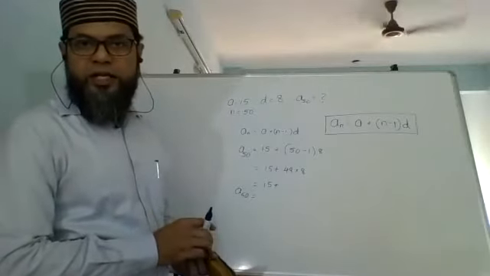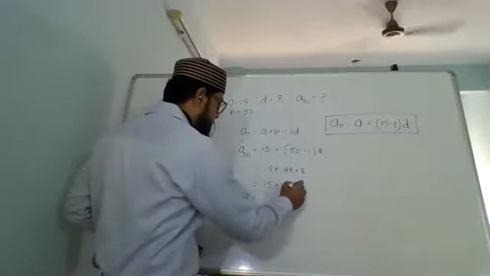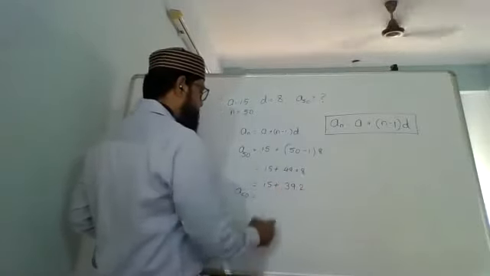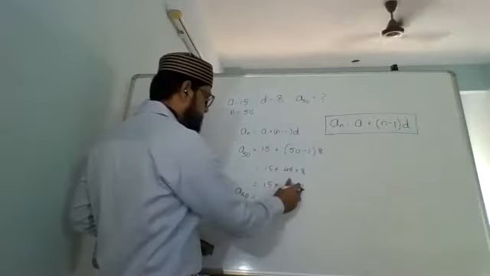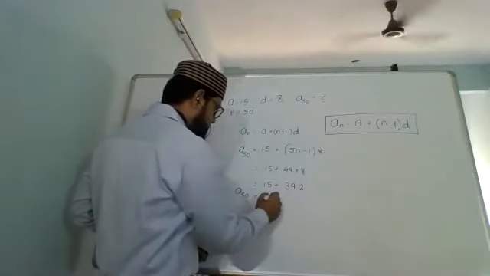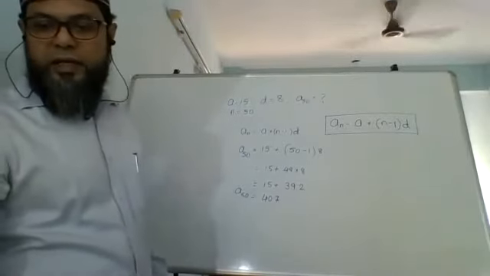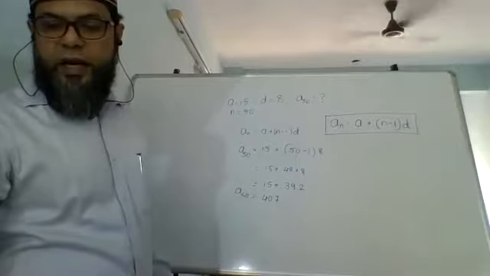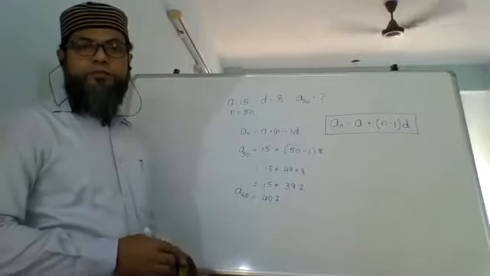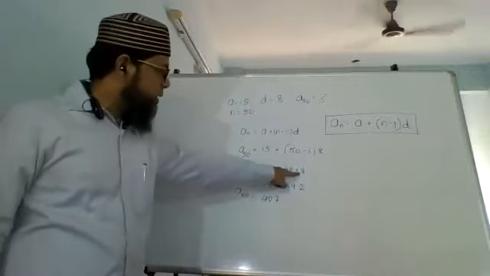Now what is 49 into 8? That is 392. So it's going to be 407 and not 512. Is this clear? This mistake many people do.